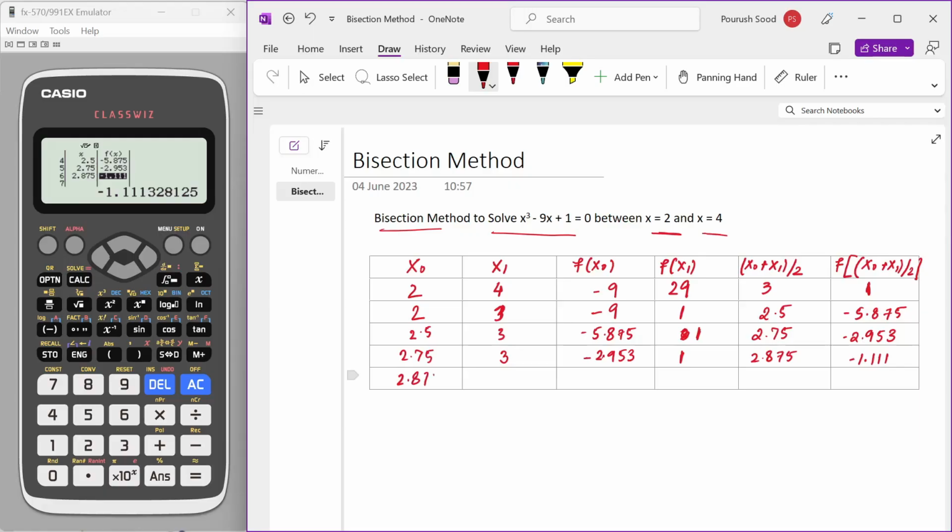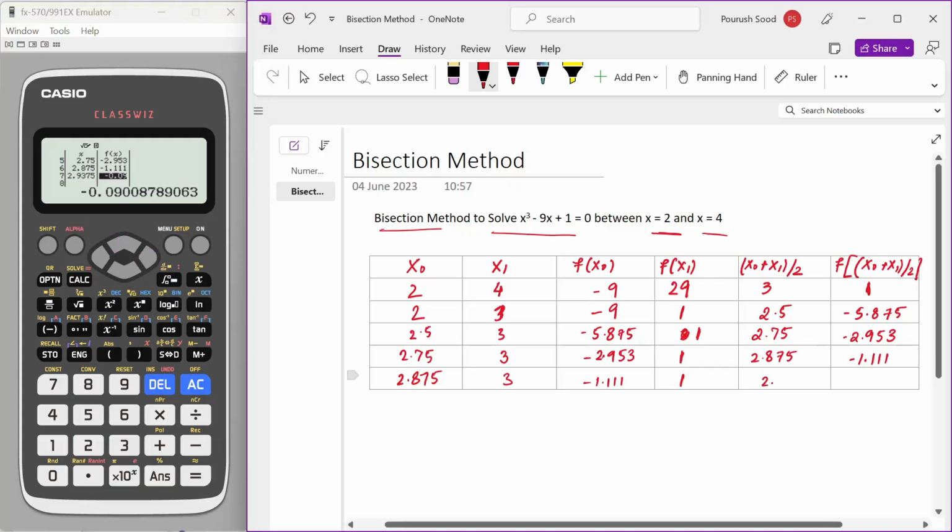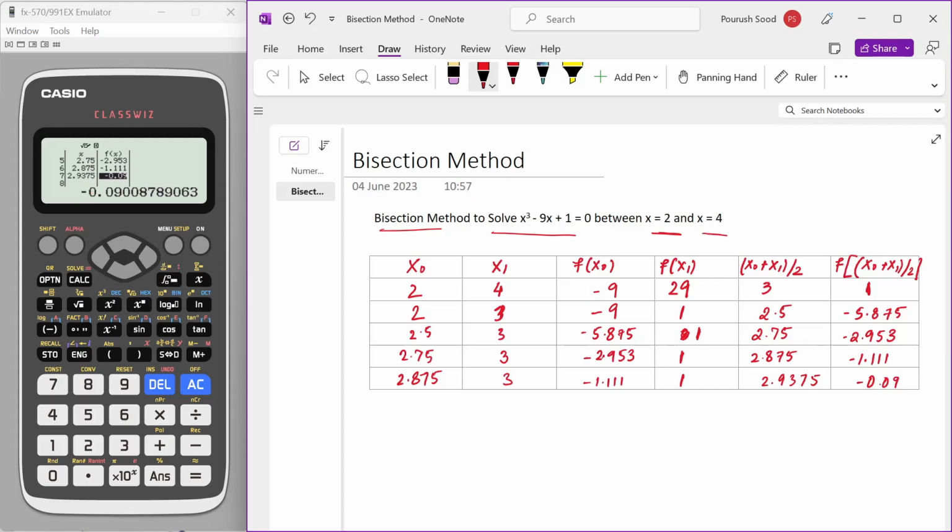Again the same thing: x0 becomes 2.875, f of x0 is minus 1.111, and f of x1 remains 1. Now let's calculate (x0 plus x1) by 2: 2.875 plus 3 divided by 2 is 2.9375, and the error is minus 0.09. So I guess we can stop our iterations here, or we can continue further, because the method is pretty simple. If we continue, f of (x0 plus x1) by 2 is negative, so it has the same sign as f of x0, and x0 will become 2.9375 and so on. But for this question, we might stop here.